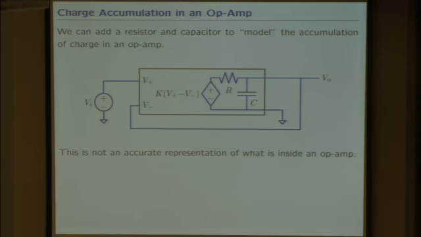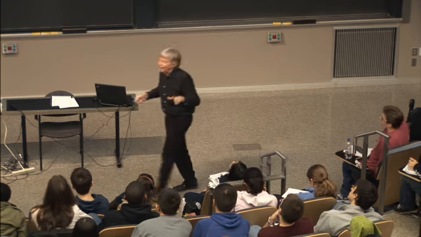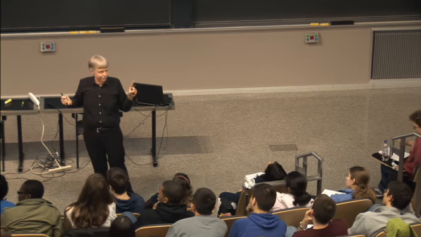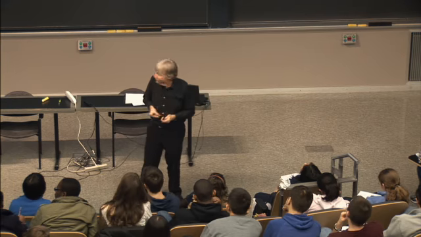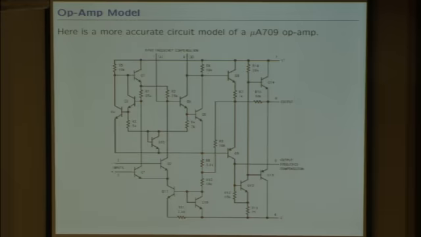Now, it's important, this is not an accurate depiction of what's inside an op-amp. This is the model for an op-amp. I don't want to lead any of you to think that this is literally what's in an op-amp. Here's much more literally what's in an op-amp. This is the schematic diagram of a 709, which is a Widlar circuit. It's a complicated transistor circuit. It's ingenious.